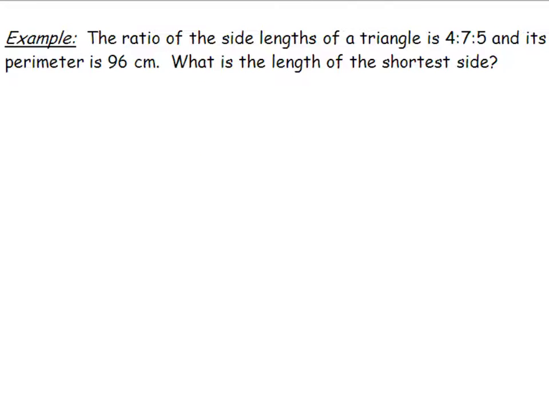For instance, take this example. It says the ratio of the side lengths of a triangle is 4 to 7 to 5, and its perimeter is 96. They want you to find the length of the shortest side. We're talking about a triangle here, so I'm just going to draw one so that I have a visual. The ratio of the lengths of the sides is 4 to 7 to 5. If this is 4, this is 7, and this is 5, and I add up 4 plus 7 plus 5 for the perimeter, there's no way I'm getting 96. So this is our reduced ratio.